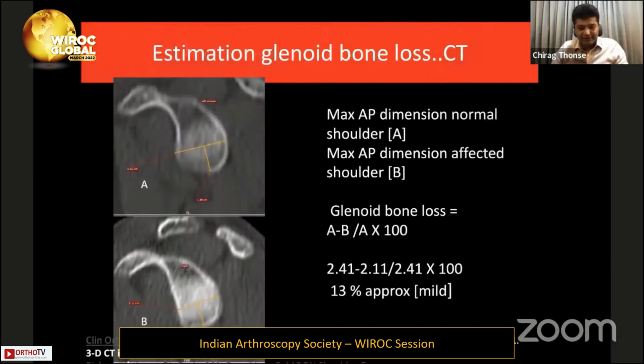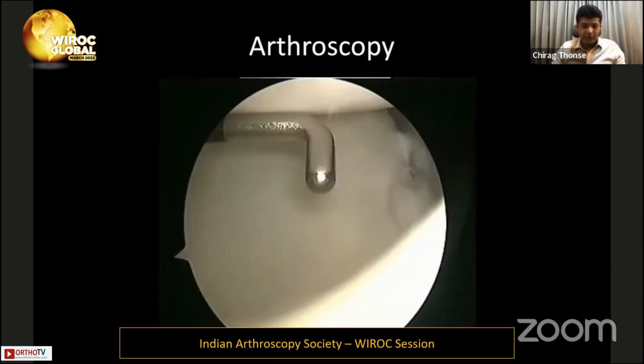This is another way of measuring. If the maximum anteroposterior diameter of the normal shoulder is A, and the maximum AP dimension of the affected shoulder is B, the glenoid bone loss percentage would be A minus B by A into 100. This would give us a fairly rough idea, or accurate measurement, of the glenoid bone loss.